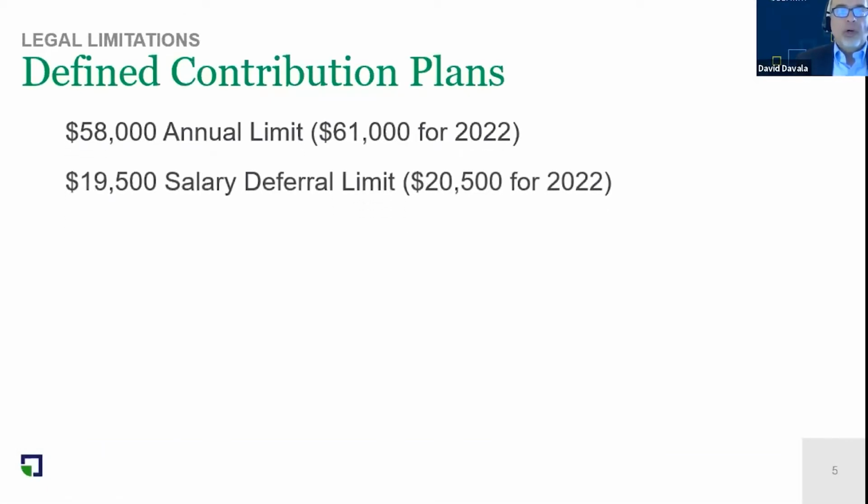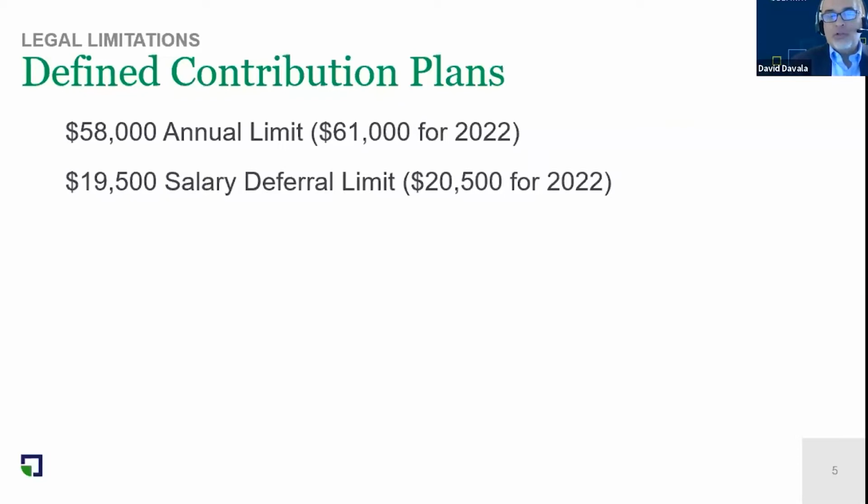Okay, I want to go over some legal limitations. So there's limits on defined contribution plans as to how much a participant can have added to their account each year. The limit for 2021 is $58,000. This is indexed for inflation and will increase to $61,000 for 2022. This amount includes elective salary deferrals, employer matching contributions, after-tax contributions, and forfeitures.